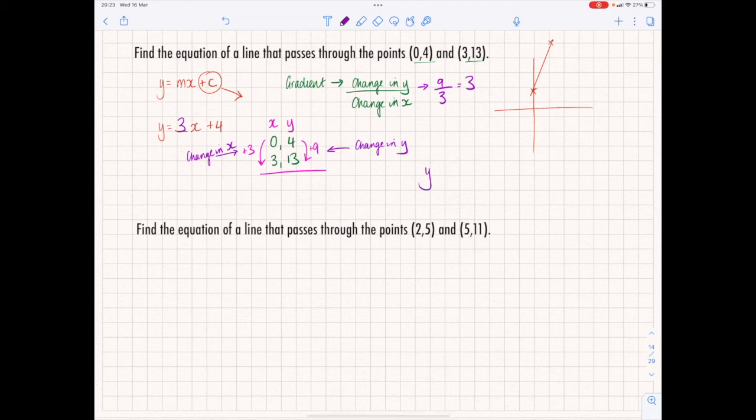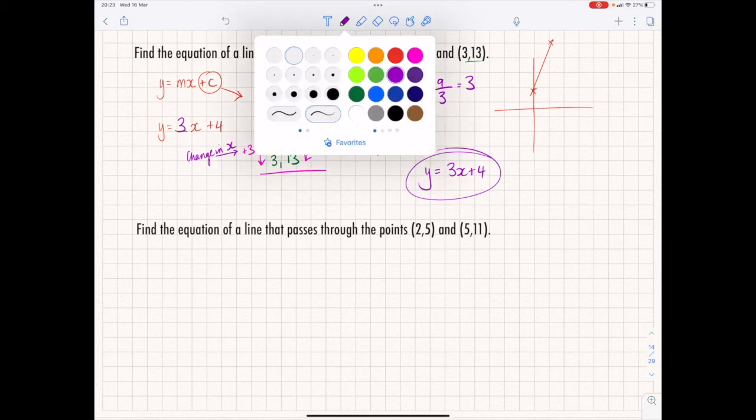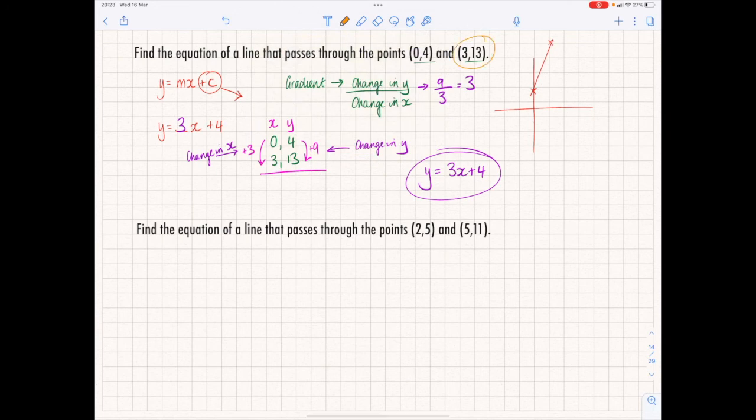So your formula is y is equal to 3x plus 4. If you wanted to check that that makes sense and that works, you could substitute in any one of the coordinates. So let's choose this second coordinate. I know that x is 3, because that's the first value. x would be 3, y is 13. So let's substitute those into this equation. So change y for 13, because that's 13 there.